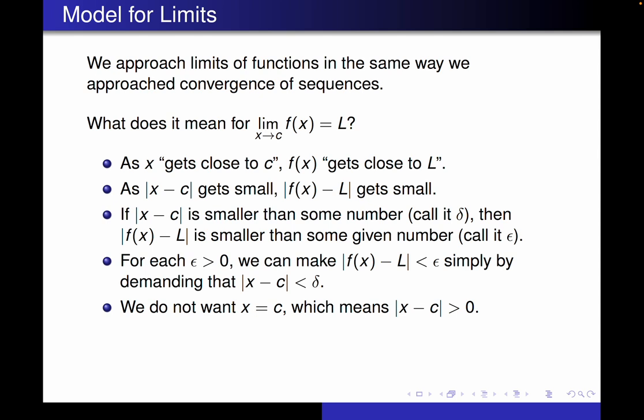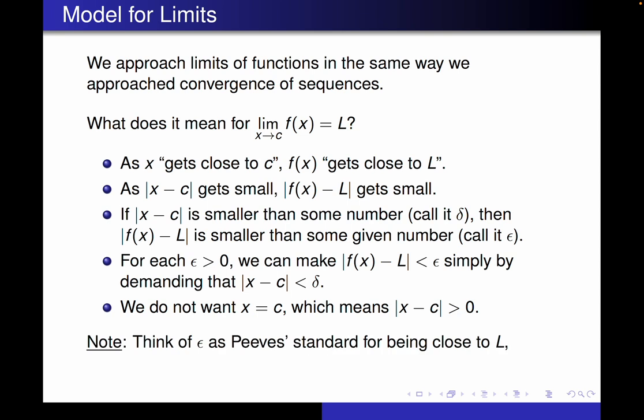We've got to keep in mind that we never want x to be equal to c, because we're letting x get close to c but never equal. That means our absolute value of x minus c has to be greater than 0, cannot be equal to 0. And so just like we did with sequences, we think of epsilon as Peeves' standards for being close to L, and then once Peeves gives us that, we get to give Peeves our standard of what it means for being close to c. And then all we say is, hey, as long as you meet our standard of being close to c, we will always be within your standard of being close to L.